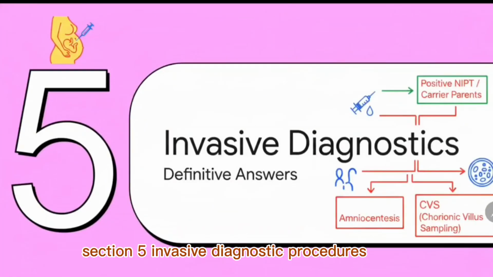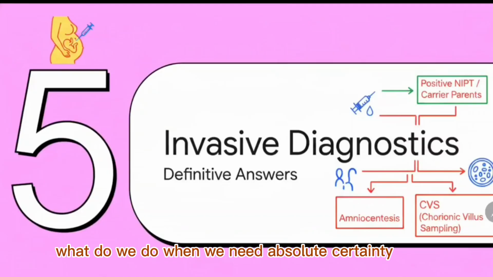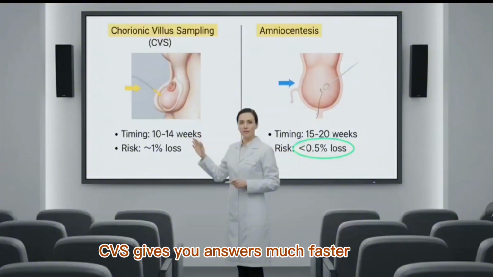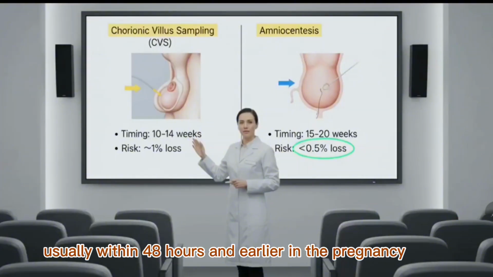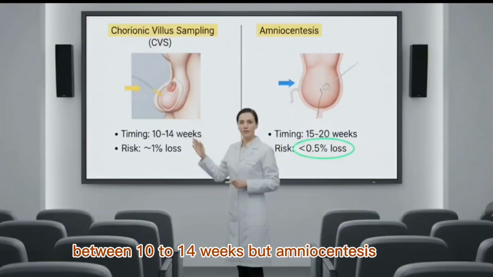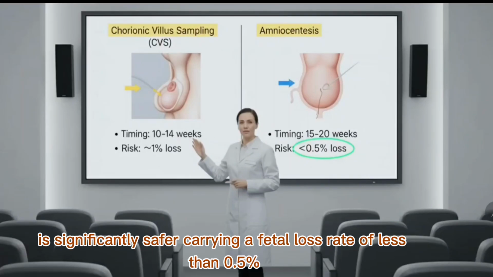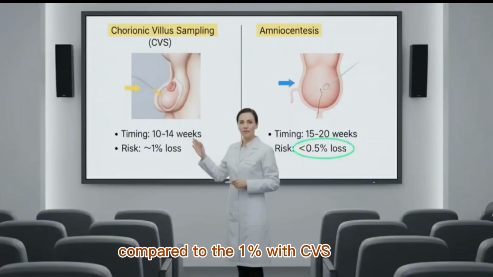Section 5. Invasive diagnostic procedures. What do we do when we need absolute certainty? Let's contrast our two main options here. Conceptually, CVS gives you answers much faster, usually within 48 hours, and earlier in the pregnancy, between 10 to 14 weeks. But amniocentesis, which is done later at 15 to 20 weeks, is significantly safer, carrying a fetal loss rate of less than 0.5% compared to the 1% with CVS.